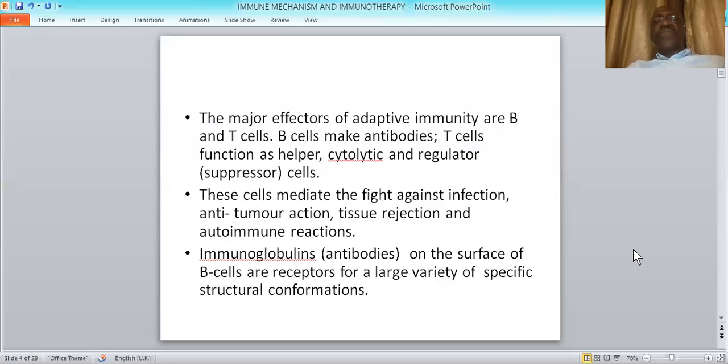Immunoglobulins or antibodies on the surface of B cells are receptors for a large variety of specific structural conformations. What I'm saying by this is that on the surface of the B cells, we have antibodies that are produced, or immunoglobulins. They serve as receptors for a lot of either invading foreign substances or chemicals for these foreign substances, thereby promoting an immune response geared towards destroying the invading foreign body.